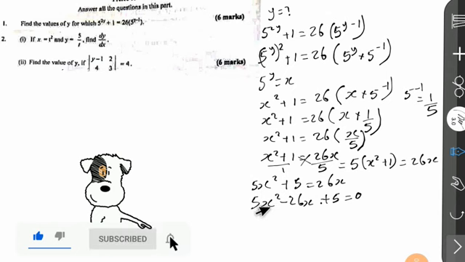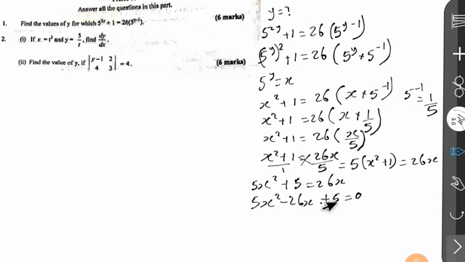So how do we solve this one now? You multiply the coefficient of s squared by the constant, that is 5. The coefficient of s squared here is 5. 5 times 5 gives us 25. So what are the two numbers that, when you multiply them together, give you 25, and at the same time, when you add them, give us minus 26?